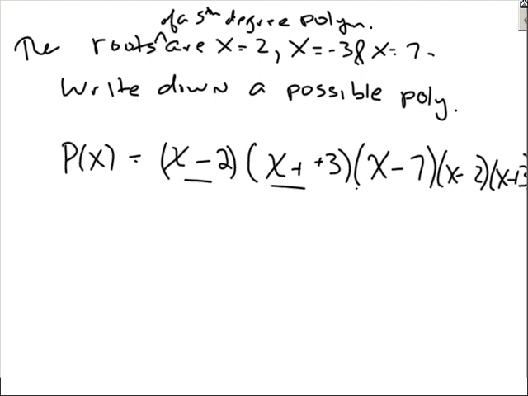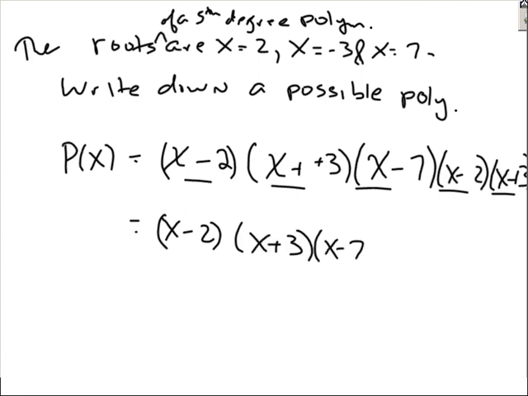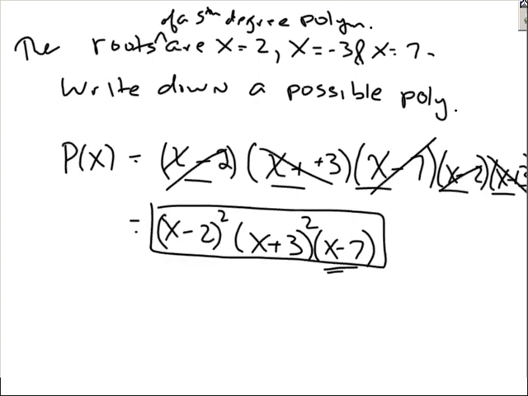Well, 1, 2, 3, 4, 5. That will give you x to the fifth. But still only 2, -3, and 7 will make it 0. That is, you still have just these same 3 bases, but now we have 2 factors of x minus 2, we have 2 factors of x plus 3, and 1 factor of x minus 7. Okay, basically, just multiply this together.